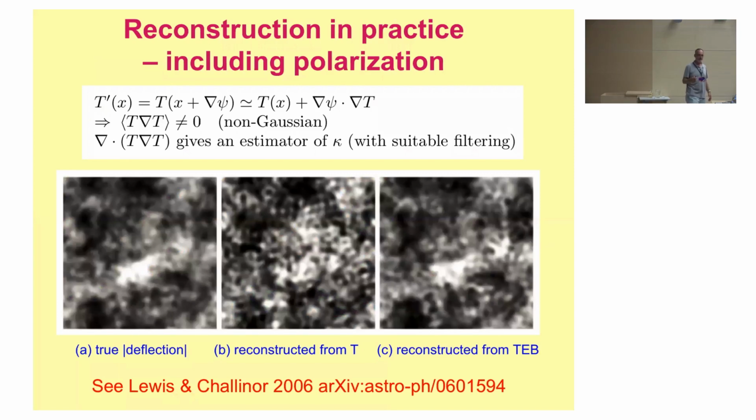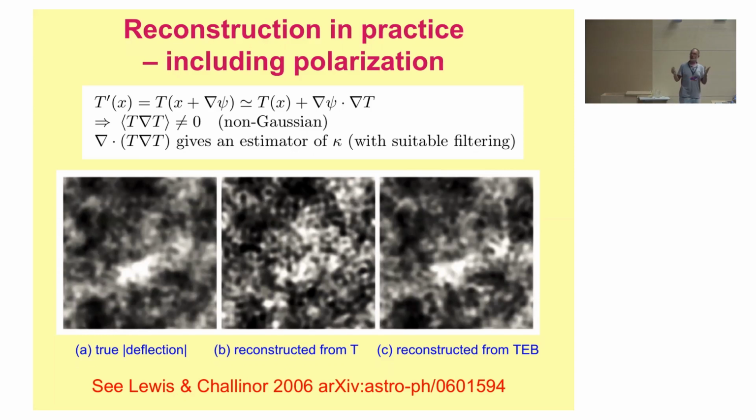So here it is. And just summarizing, for those of you who've been asleep for the algebra, the observed temperature field is the temperature offset by the gradient of psi, which is roughly a term, the dot product of the gradient of psi and the gradient of the temperature. Another way of thinking about this is that the observed temperature field is going to be correlated with its gradient.